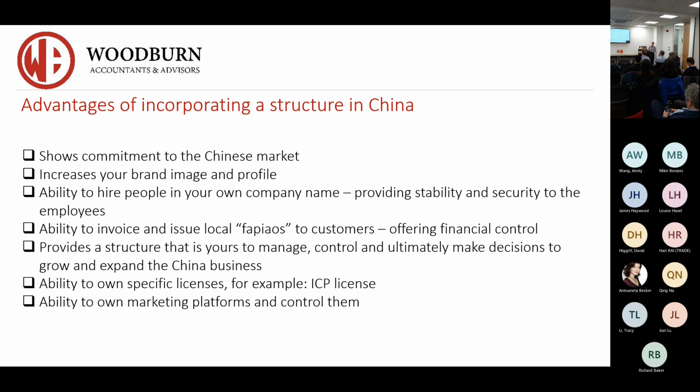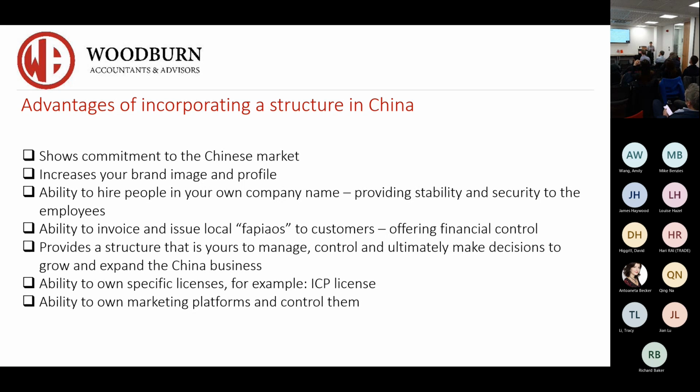Now, the advantages of having your own entity in China. Let me start off with the con. The con is it's expensive. The setup cost of an entity is one-off. What's expensive is the maintenance of it. You need to have a registered office address, which means you're paying rent, right? You have to do accounting, no choice.